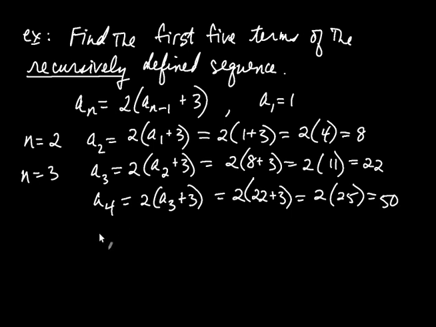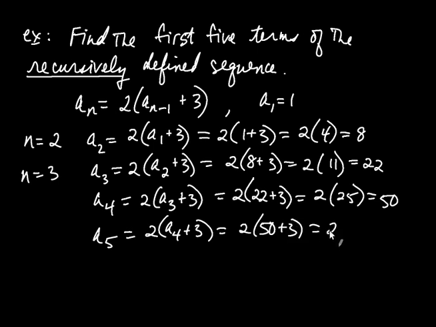And then finally, a_5 is going to be 2 times a_4 plus 3, or 2 times the a_4 we just found, which is 50, plus 3. So it's 2 times 53, or 106. So we found the first 5 terms. Here's the first one that was given, a_2, a_3, a_4, and a_5.